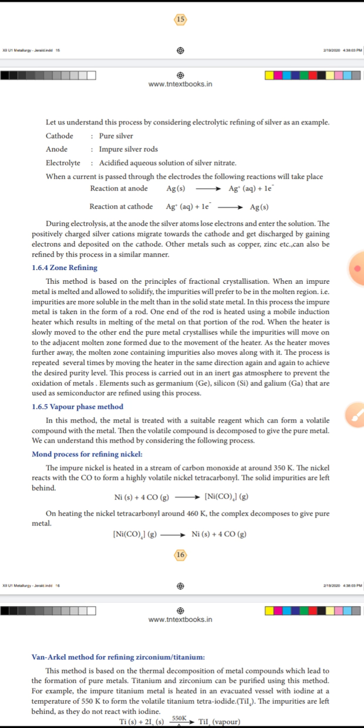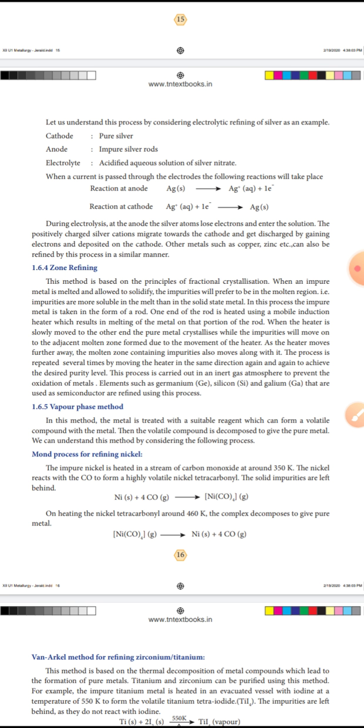So the impure metal rod is heated by a mobile induction heater. That heater we can move from place to place. This results in melting of the metal on that portion of the rod where it is heated. When the heater is slowly moved to the other end of the metal rod, impurities will move into the adjacent molten zone formed due to the movement of the heater.